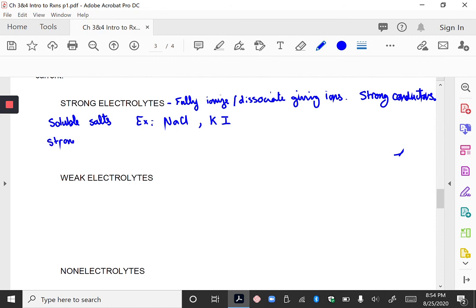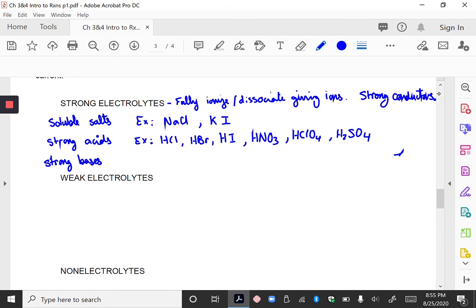Strong acids. These are molecular, but when you put them in water, they fully ionize 100%. There are 6 strong acids that you need to know of: HCl, HBr, HI. Then we have HNO3, HClO4, and then H2SO4. These are my 6 strong acids: hydrochloric acid, hydrobromic acid, hydroiodic acid, nitric acid, perchloric acid, and sulfuric acid.